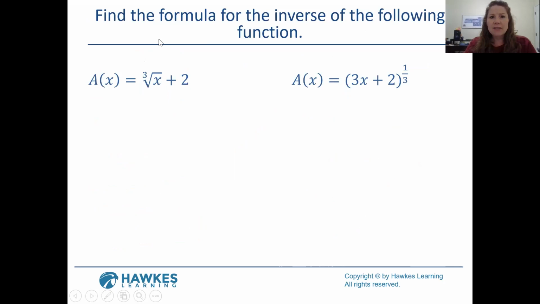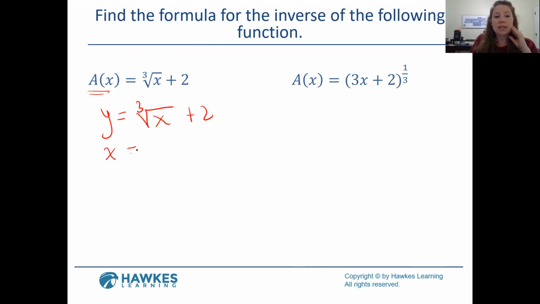All right, so here it says find the formula for the inverse of the following function. So first thing we're going to do is replace a of x with y equals the cubed root of x plus 2. That was step 1. Step 2, you exchange x and y. And now you want to solve for y. So y is stuck under this radical for now. So what we can do is subtract 2. So we're going to do x minus 2 equals the cubed root of y.